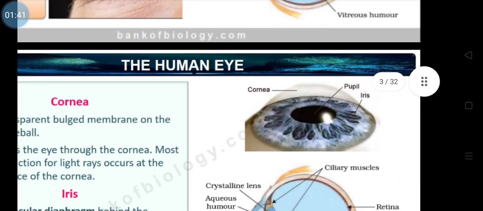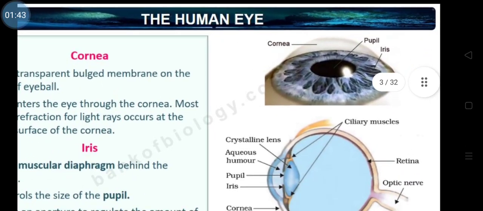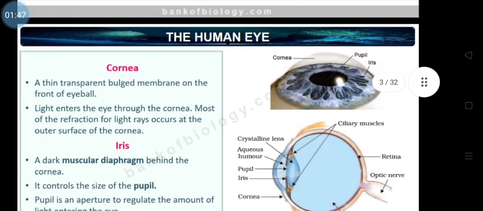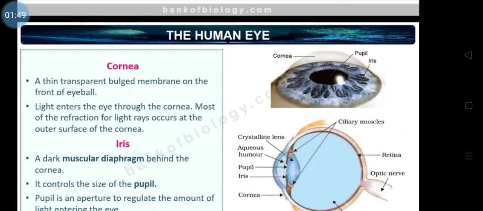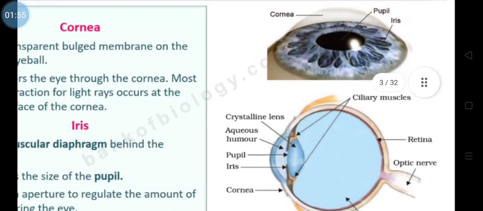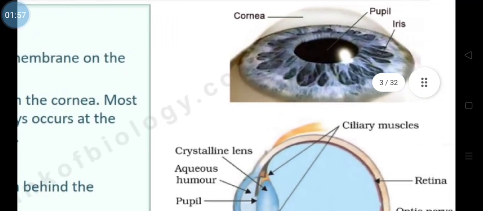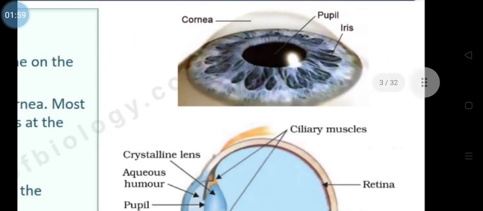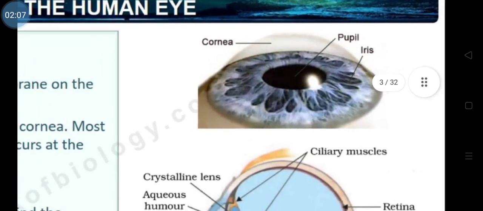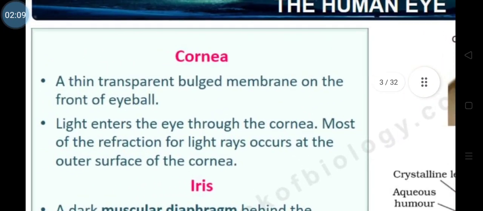Okay, first of all we are going to know about what is the cornea. Cornea is a thin transparent bulged membrane on the front of the eyeball. You can see in the diagram. This is the diagram. This is what the eyeball looks like from the outside. So the cornea is a thin transparent bulged membrane on the eye.